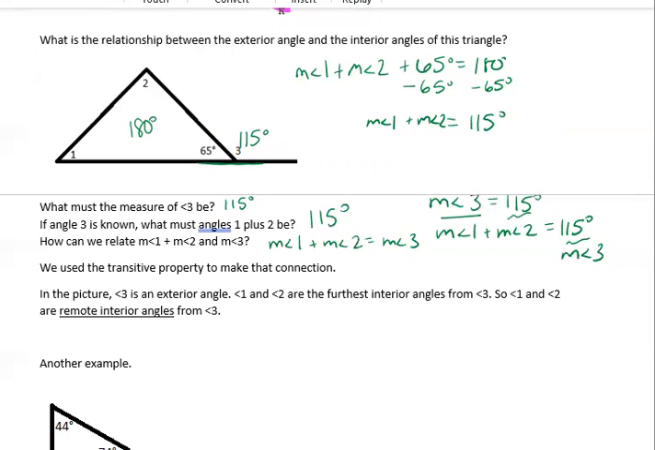We call this an exterior angle. We also can have exterior angles over here and off of this side, but these two angles are remote interior to this exterior angle here. And they're the remote because they're the furthest away. They're not the interior angle that adds up to 180. They're the other two. So these remote, these far away interior angles, they're remote to this exterior angle here. So angles 1 and 2 are remote interior angles from angle 3.